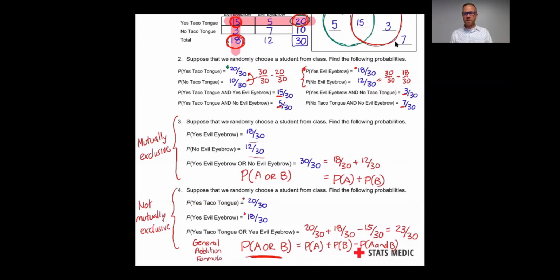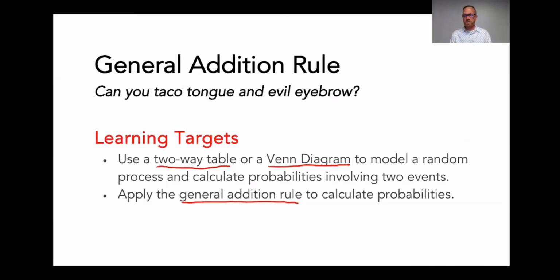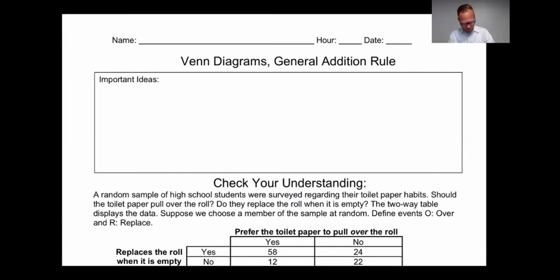So let's see if we can summarize what we learned here in the important ideas. For the important ideas, let's take a look back at the learning targets from the beginning of the lesson. The first learning target was about the relationship between the two-way table and the Venn diagram. So let's just go ahead and write in here learning target number 1. And this will be all about the two-way table and how it relates to the Venn diagram.